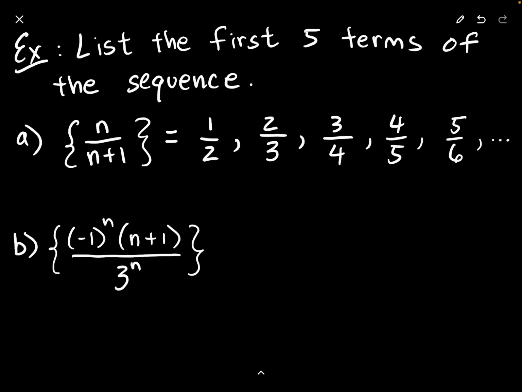In the next example, we have another form for a_n, negative 1 to the power n times n plus 1 in the numerator, divided by 3 to the power n. So we'll have one term for every n, starting at n equal to 1. So we have minus 1 plus 1 is 2 over 3. So that's the first term when n is 1. When n is 2, the sign will be positive since we have minus 1 squared. And we have 3 over 3 to the power 2, which is 9.